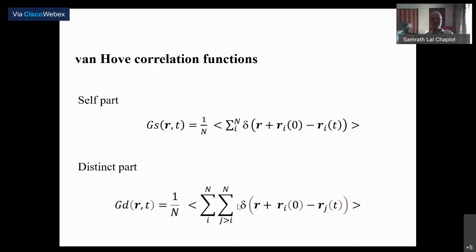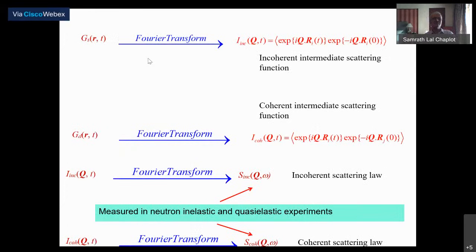Or if it's distinct, then we take the distance vector between two different particles and the average. And again, to remind you, if you do one Fourier transform from r to Q, then you get the intermediate scattering function. For the self part of the correlation function, what you get is the incoherent scattering term, and for the collective distinct part of the correlation function, you get the coherent scattering term.